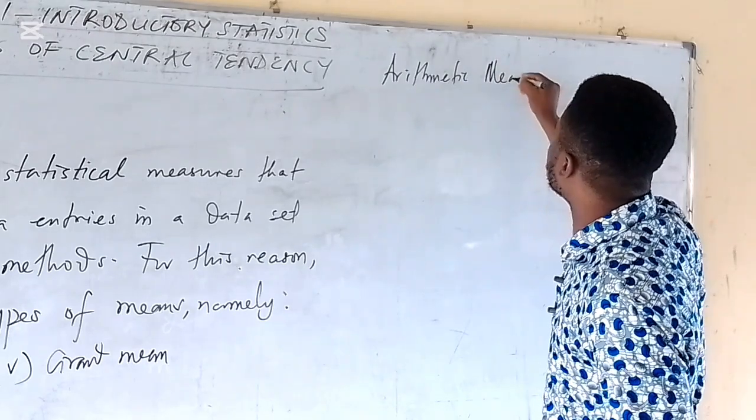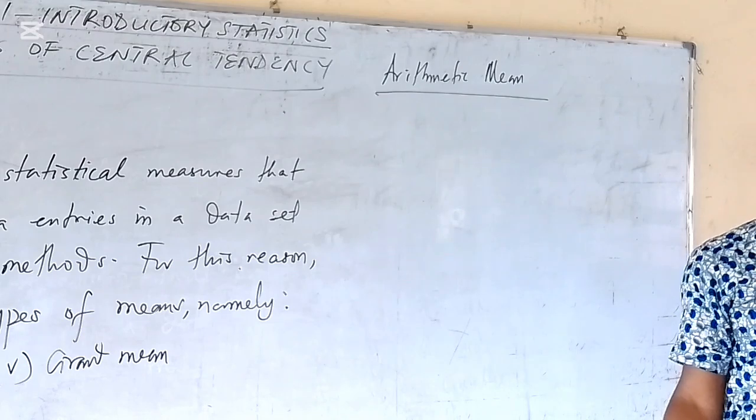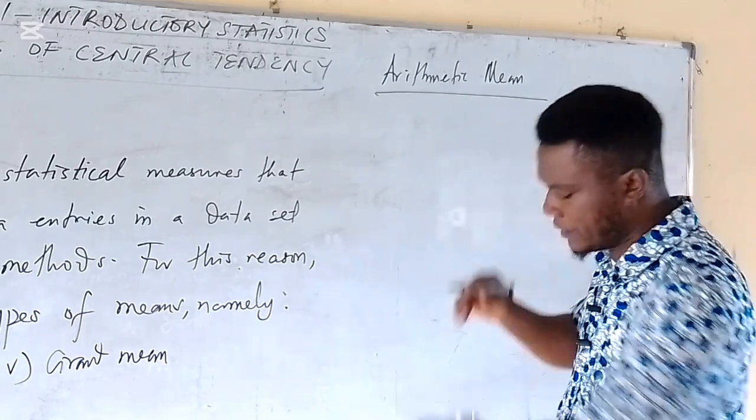So when we are done discussing all these types of means, where would we now be going to? The median. Is it not so? As a measure of central tendency. So let's quickly look at this.